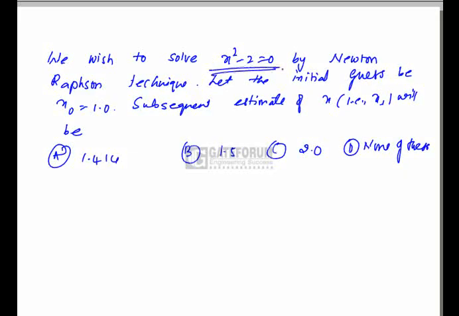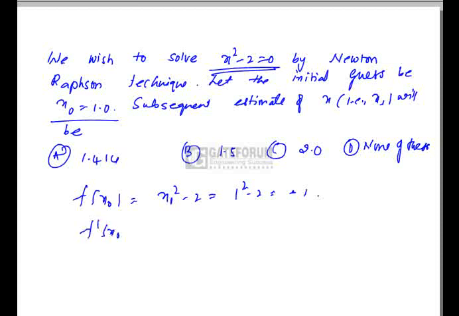x square minus 2 equal to 0 by using the Newton-Raphson technique, whereas x naught is given as 1 and we have to find x1. Now look here, f of x naught will be nothing but x naught square minus 2, which is 1 square minus 2, which is nothing but minus 1. Similarly, let us find f dash of x naught. F dash of x naught is nothing but 2 of x naught, which is equal to 2 of 1, that will be 2.